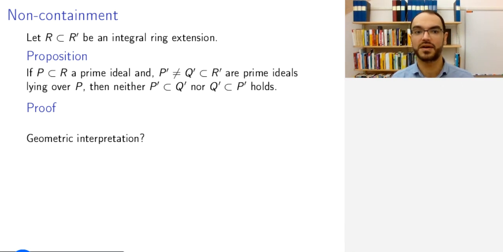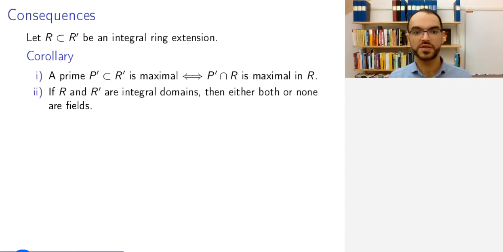Again, think about the geometric interpretation of this. We can derive some consequences of this. There are two consequences that are useful, but we will not go into the proofs. You can read about them in the literature. If you have an integral ring extension, then if you are given a prime ideal in the larger ring, that prime ideal is maximal if and only if its intersection with R, which we know is a prime ideal, is in fact maximal.